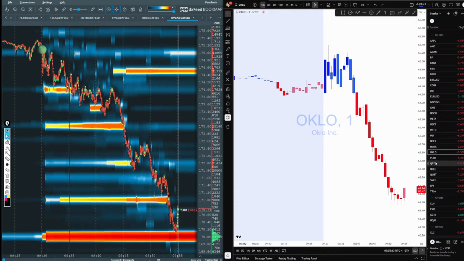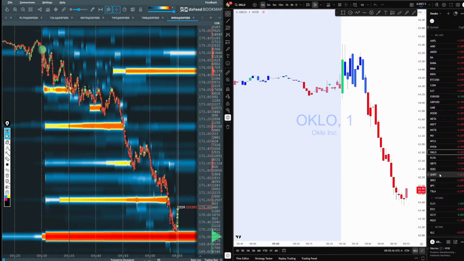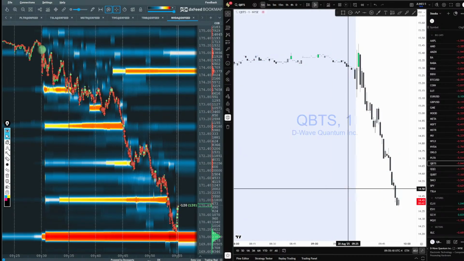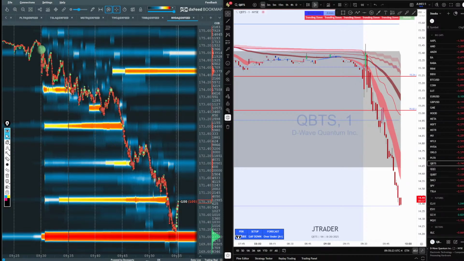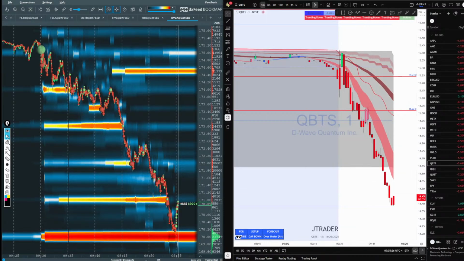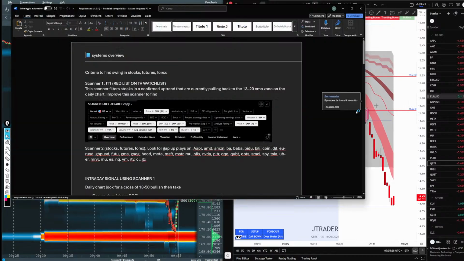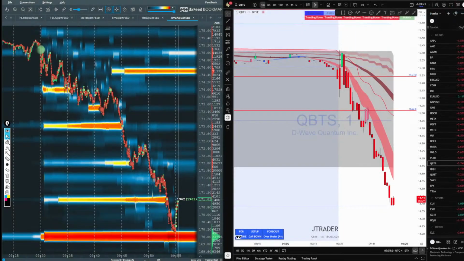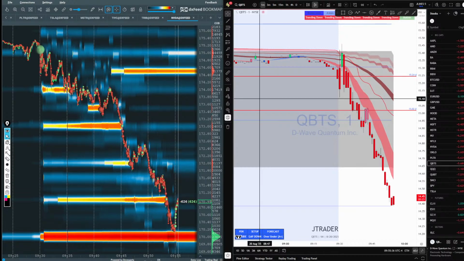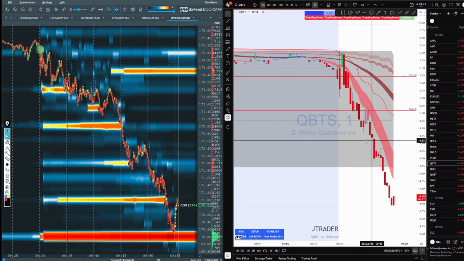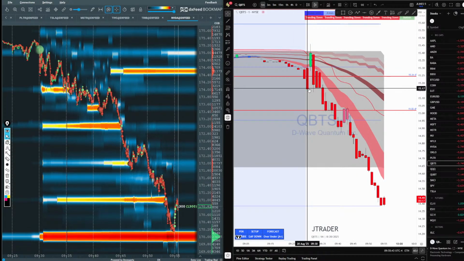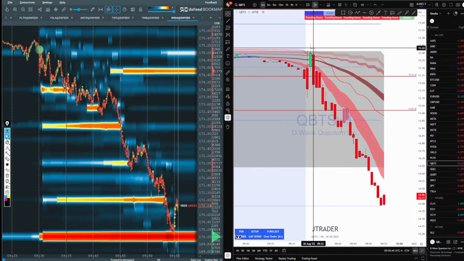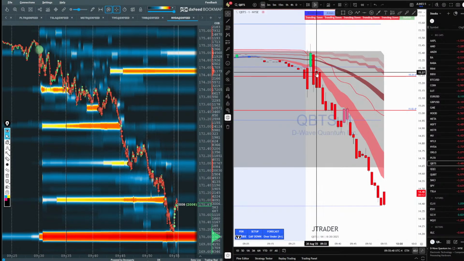So Oklo faded as well. Remember QBTS that we were saying, guys, is down almost 6%. It's not easy sometimes at the gate. Look over here. They opened QBTS, they popped a little bit, and then they failed. The signals were red, so you simply stay short.